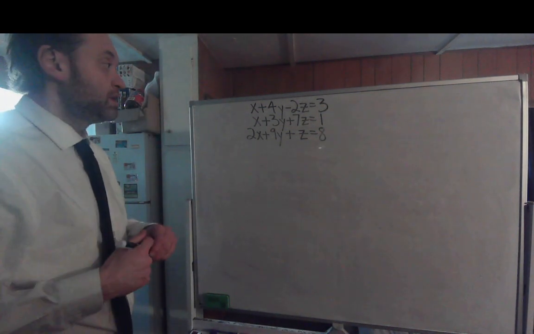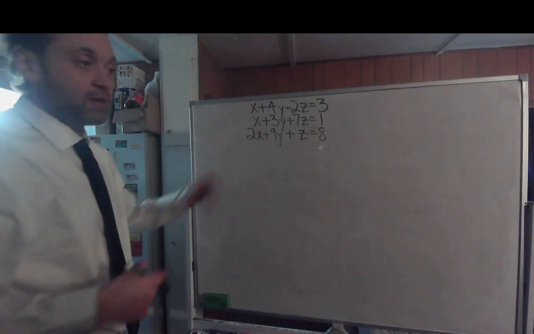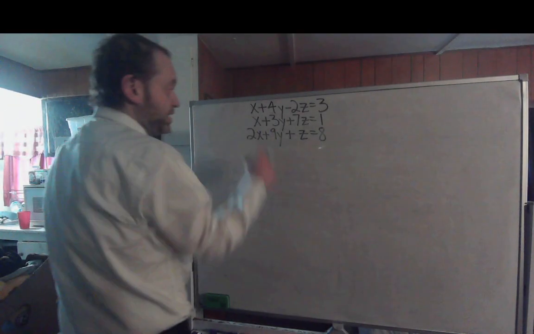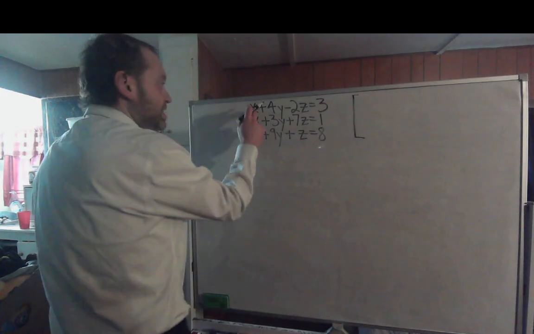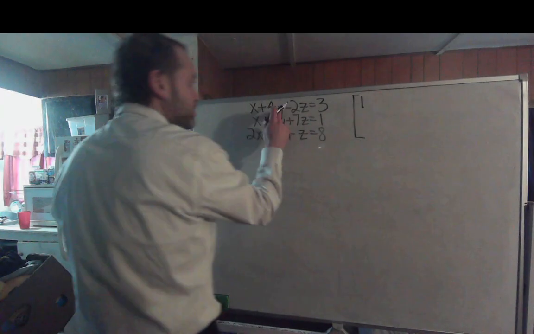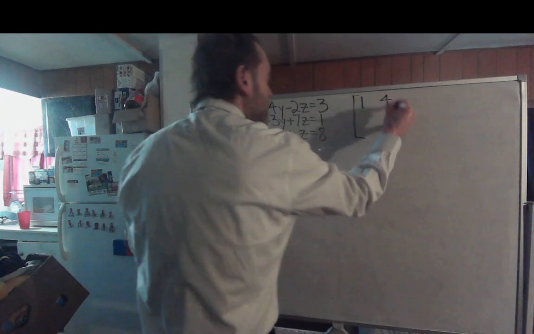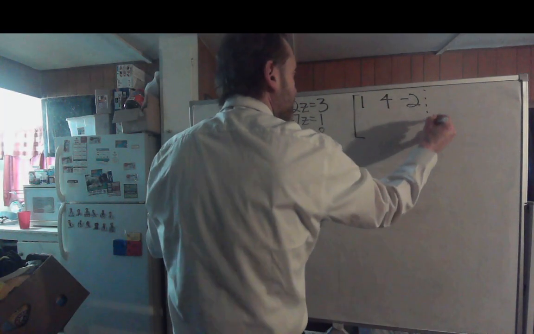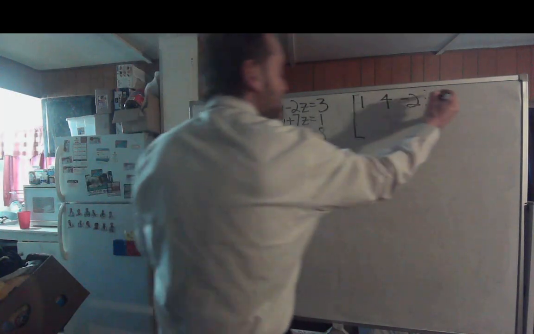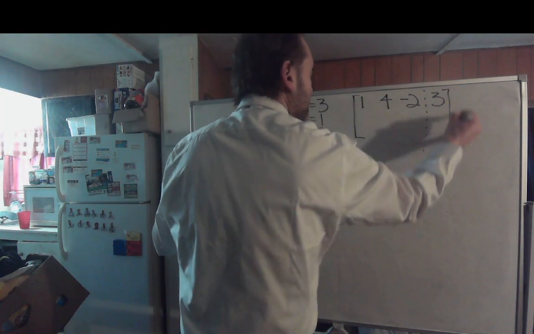This time, of course, we're going to put it into an augmented matrix again. 3 equations, so you'll have 3 rows. Coefficient on the x in the first row is 1. Coefficient on the y is 4. Coefficient on the z is negative 2. Then form your augmented line. Put that 3 to the right of the augmented line.